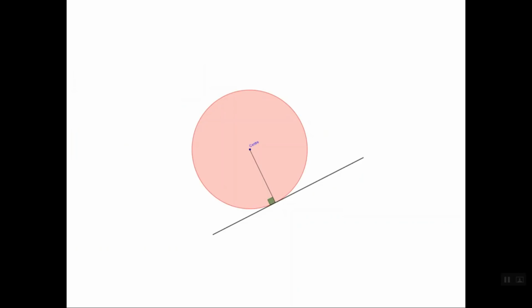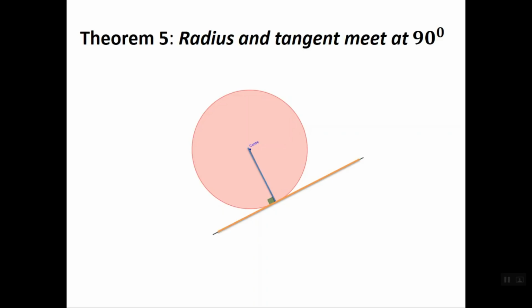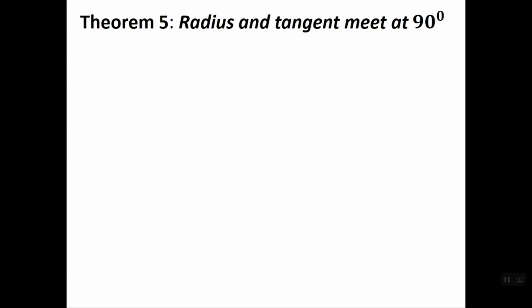Now let's look at another theorem. So we spoke about the radius, and we also spoke about the tangent here. So here we have this representing the radius. We also have a tangent, and what we need to know is that that radius as well as that tangent meet at 90 degrees, and that's also a theorem. So the radius and tangent meet at 90 degrees. Now let's look at an example involving this theorem.